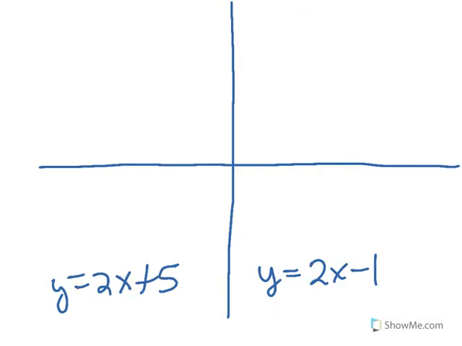Let's consider these two lines now. The first line, y equals 2x plus 5, has an intercept of 5 and a slope of 2. 2 can be written, of course, as 2 over 1. So to find other points, we rise 2 and run 1. So this should be another point on the line also. That line should look something like this.